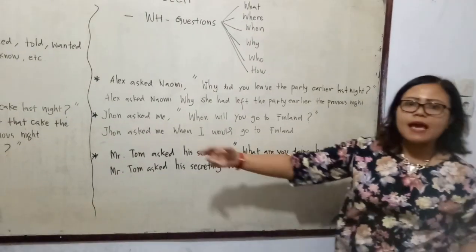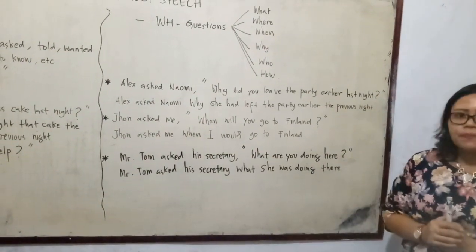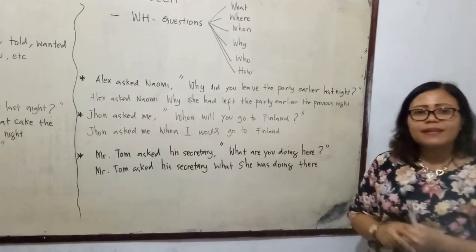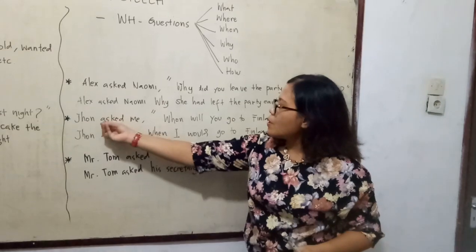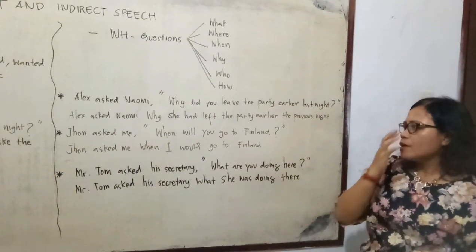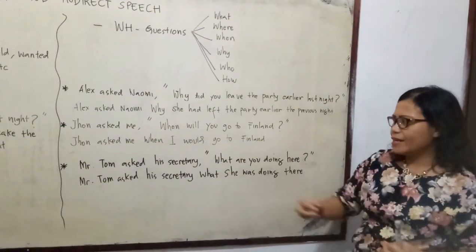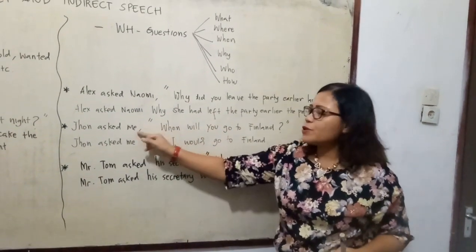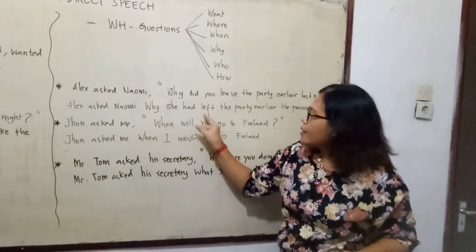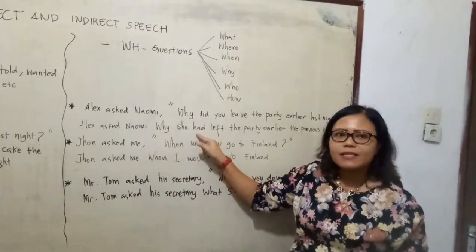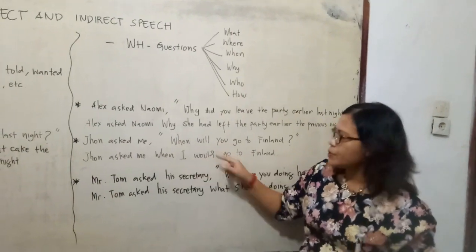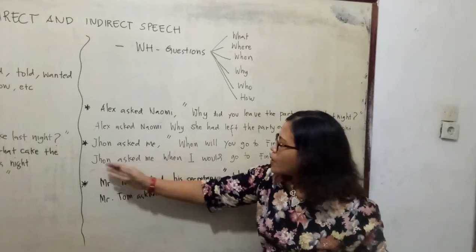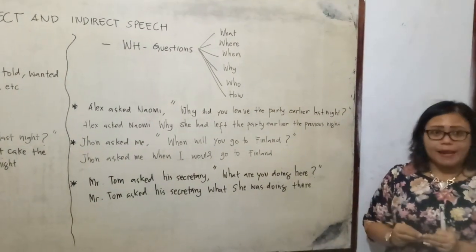And then the second, John asked me, when will you go to Finland? What did John ask to you? John asked me when. This is the question word, when. Okay? You refers to me, I. So when I, this is present future, changes to become past future. I would go to Finland. So the reported, John asked me when I would go to Finland.